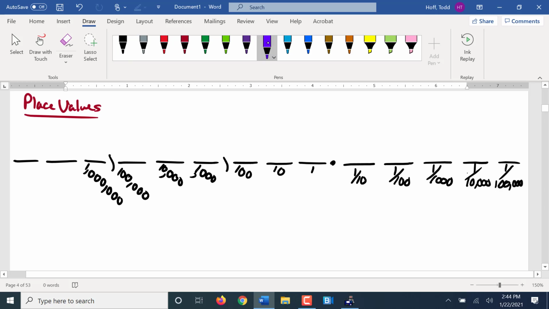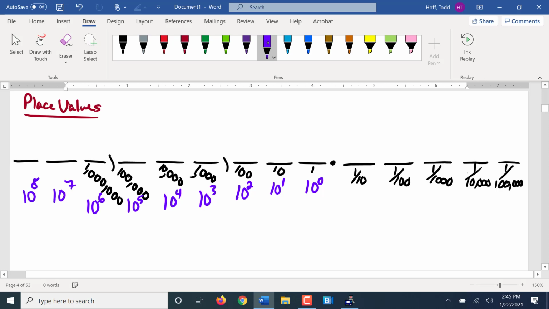Well, we mentioned that we have powers of 10. 10 to the 0 is just 1. 10 to the 1 is 10. 10 to the 2nd, or 10 squared, is 100. 10 to the 3rd is 1,000. 10 to the 4th is 10,000. 10 to the 5th is 100,000. 10 to the 6th is 1,000,000. And it keeps going.